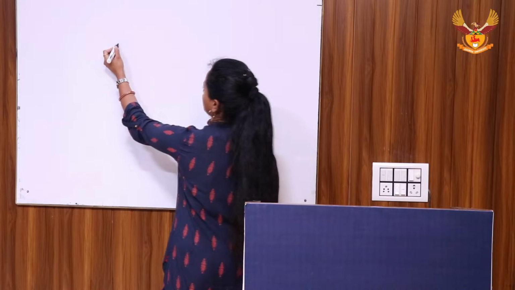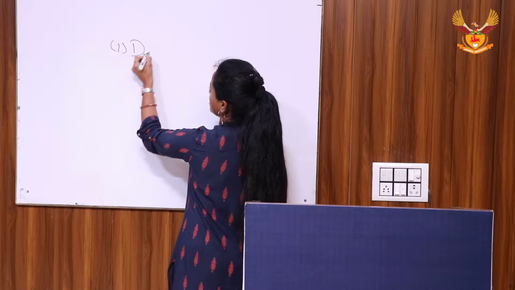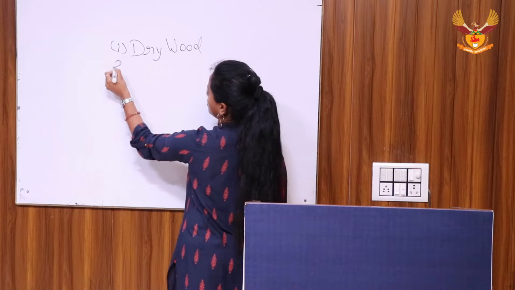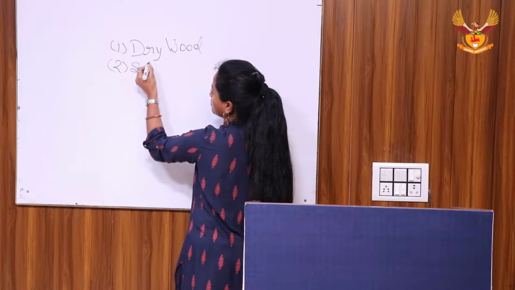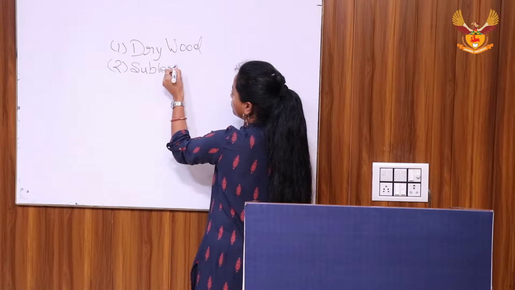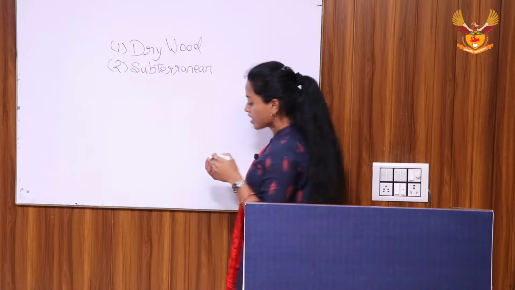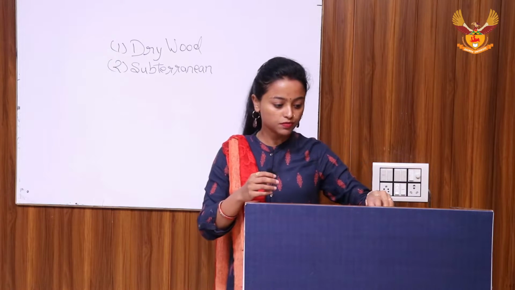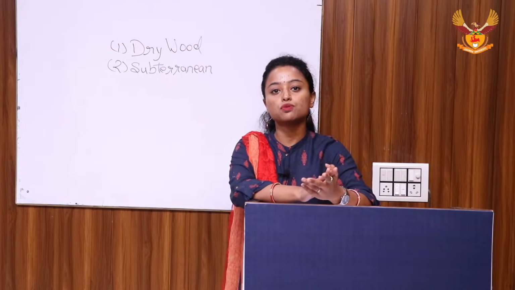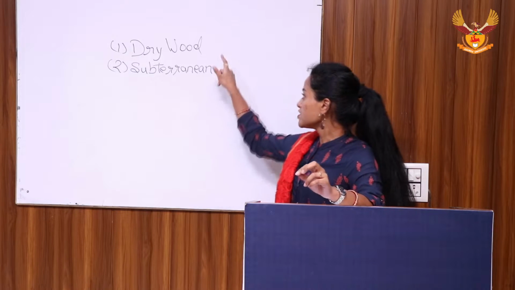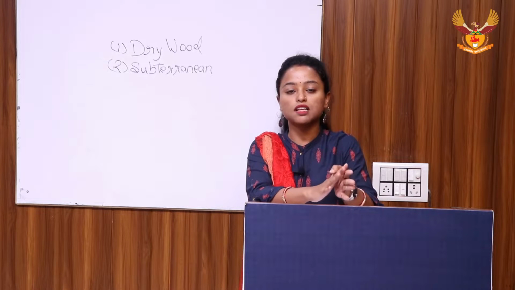There are two types of termites. The first one is dry wood termites and the second one is subterranean termites. Dry wood termites basically cause damage to woodwork. They live in small colonies and exist only in humid areas. In India, they exist basically in South India.